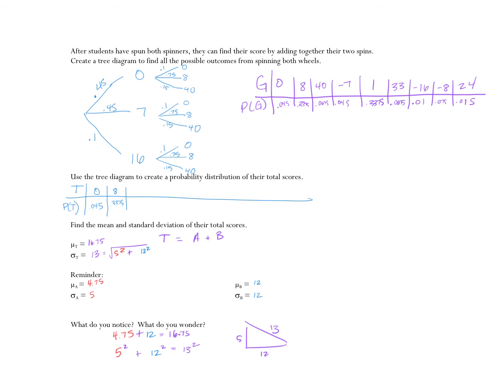All right. Now, so this distribution up here, this G distribution, is equal to B minus A.